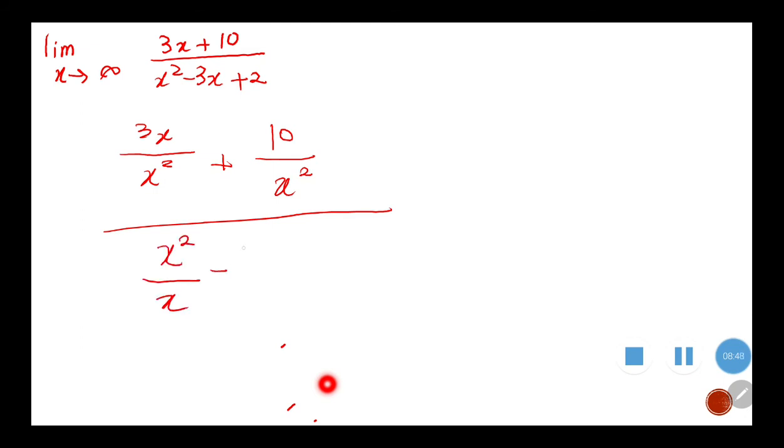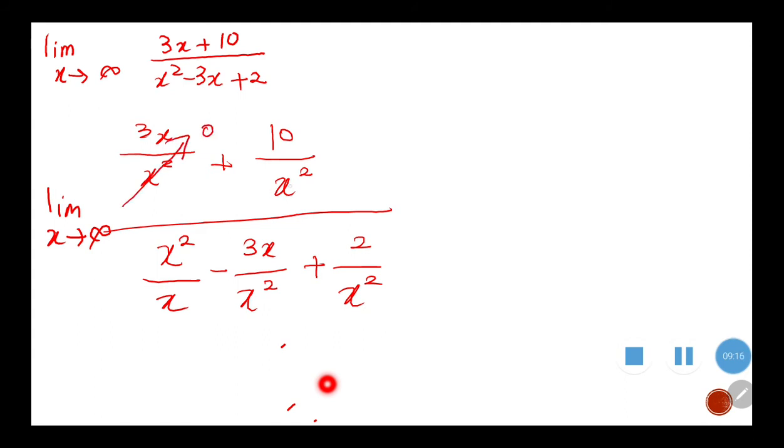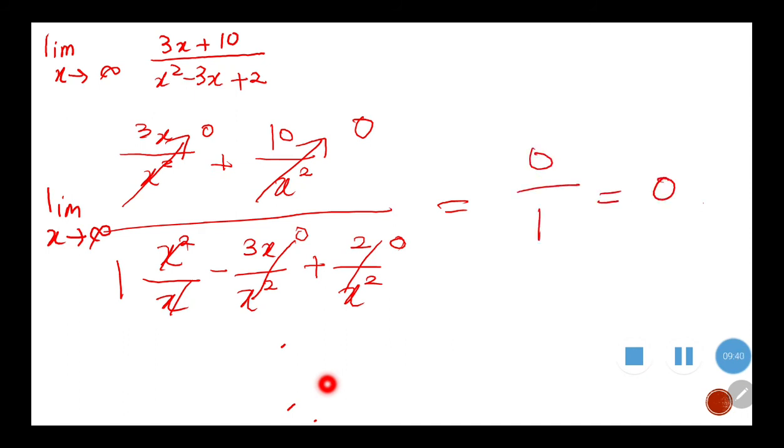Over x squared. Okay, so at this stage, you put in the value of infinity here, and then you will get this one is 0. Put the value of x equal to infinity here. So this one should be 1, and everything else is 0. So the value is 0. So there is a value, not just infinity over infinity.